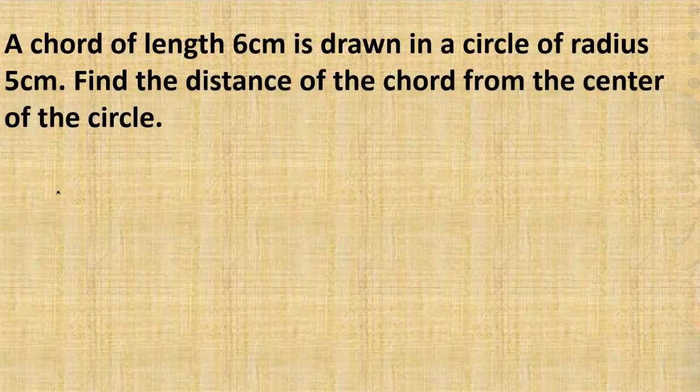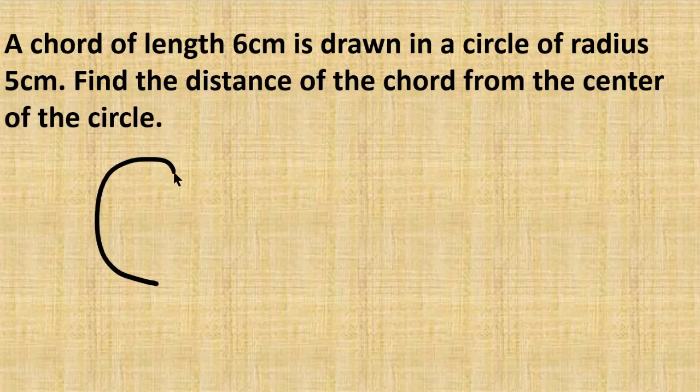Our question says a chord of length 6 centimeters is drawn in a circle of radius 5 centimeters. Find the distance of the chord from the center of the circle. Now, the first thing we'll do is to draw the circle and envisage the chord. Here is the circle. Here is the chord. That is, from this point to this point, I have 6 centimeters, and it is drawn in a circle of radius 5 centimeters.